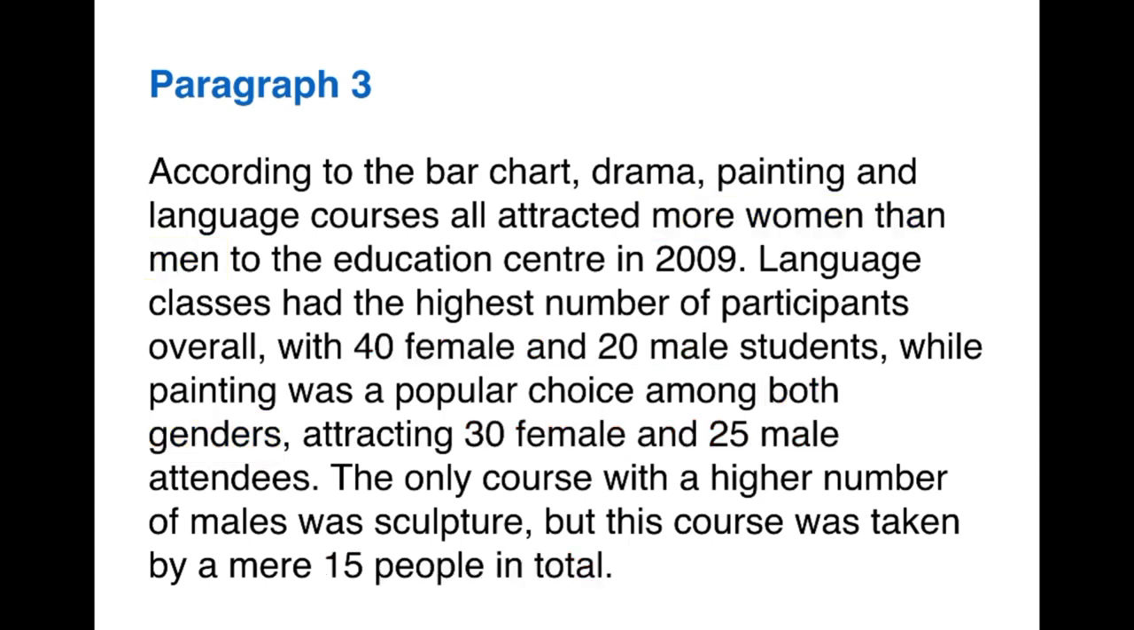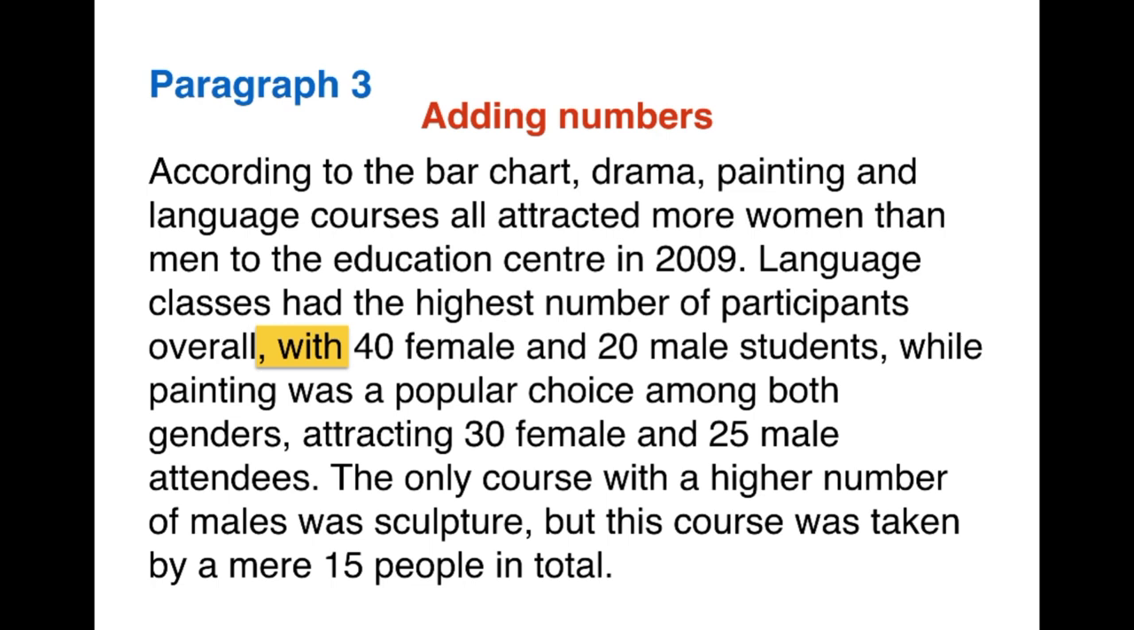One more thing to point out is about adding numbers on the end of sentences. Notice I've used with after a comma to add the numbers. We had the sentence, language classes had the highest number of participants overall. That's a complete sentence, but then if I want to add the actual numbers, I can put comma with 40 female and 20 male students.